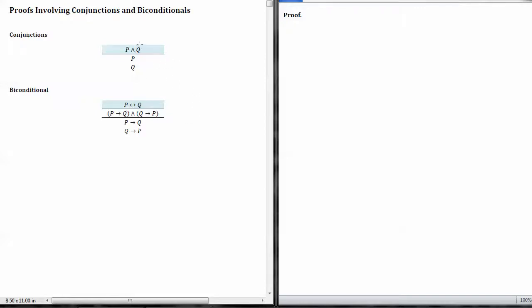In this problem, conjunctions of the form P intersect Q are going to appear in both the givens column and the goals column because of intersection of sets being involved.